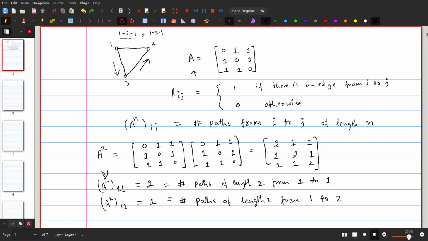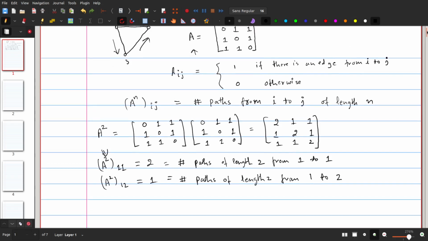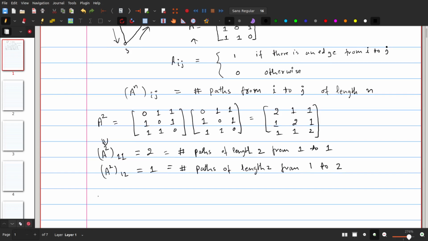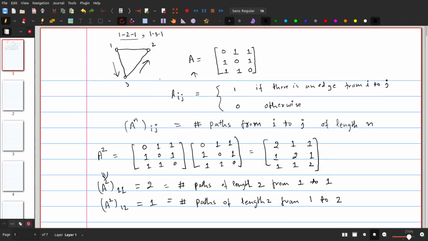Since this is a symmetric graph, for other vertices also we have the same numbers. So there are only two paths of length 2 from vertex 2 to itself, and also for vertex 3 to itself there are only two paths of length 2.